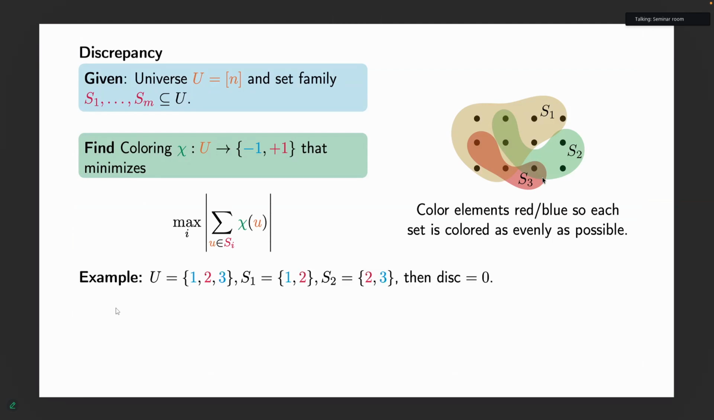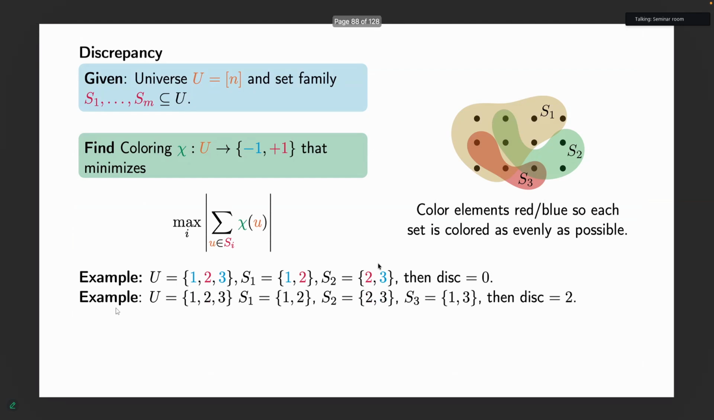So I have this example. You have universe 1, 2, and 3, and set S1 being 1 and 2, and set S2 being 2 and 3. You can see the colors. I color this blue, this red, this blue, and then the discrepancy is 0. Each of these subsets has an even number of reds and blues.